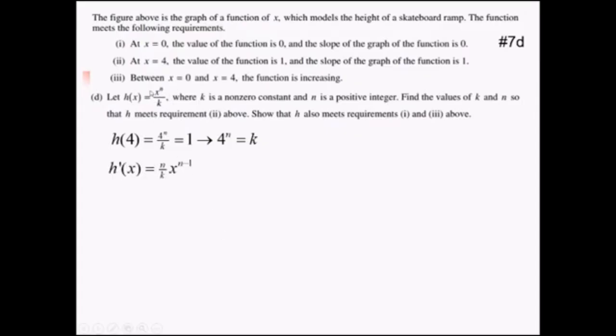We multiply by the exponent, subtract 1 from the exponent if it's a constant. So there's our h prime. Now, we said that this needed to have a value of 1 as well. The slope has to be 1 when we plug in 4. So let's look at h prime of 4. That's going to be n over k times 4 to the n minus 1, and that must equal 1. The slope has to be 1.